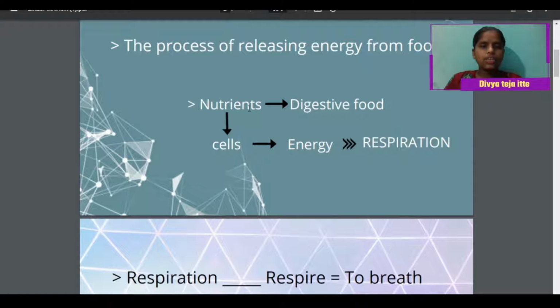As we know, nutrients come from the digested food and these nutrients go to the cells, and the cells release the energy. So the process of releasing energy from food is called respiration.